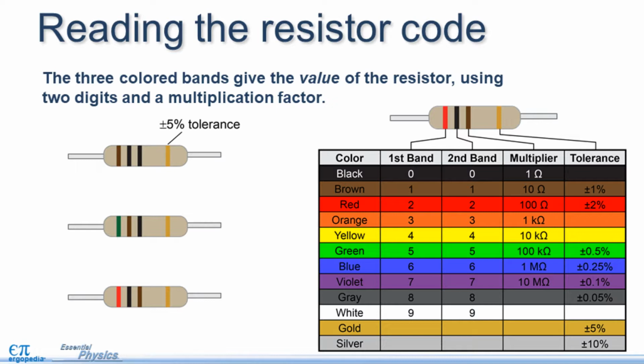So for instance, if we look at the example at the top, they have red. Red is number 2. The next band looks black, and that's a 0, so that's 2, 0. Then it says brown, so that's a multiplier of 10. So this is a 200 ohm resistor. That's how you determine the resistance using the colored bands.